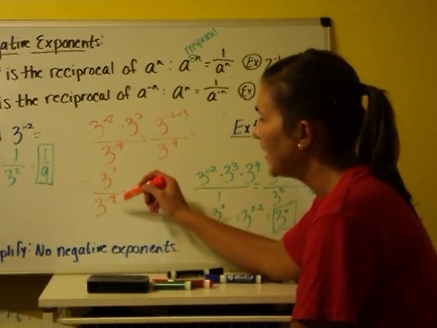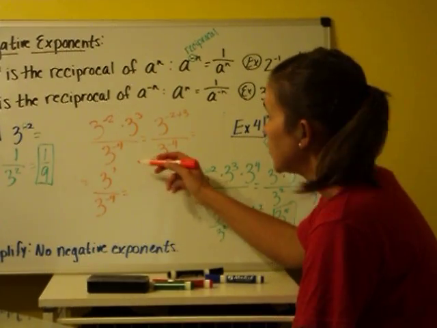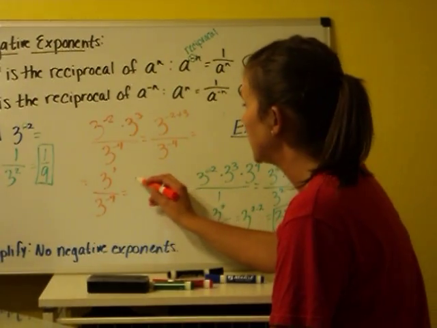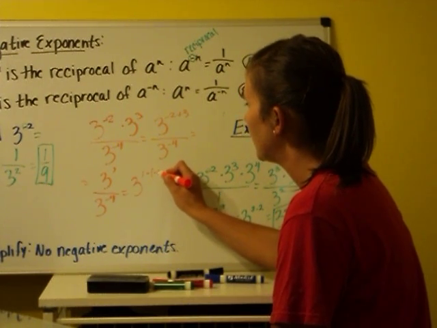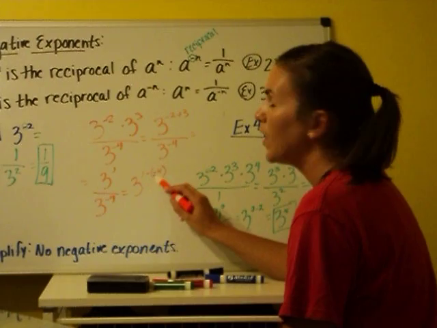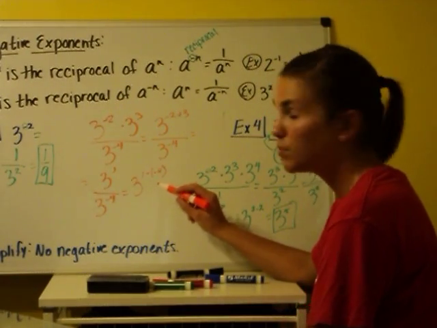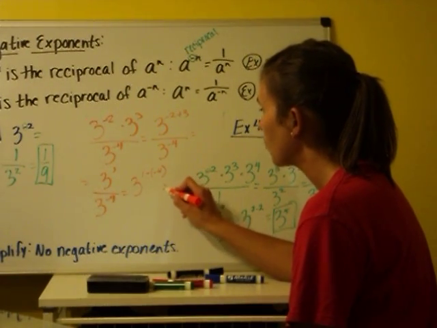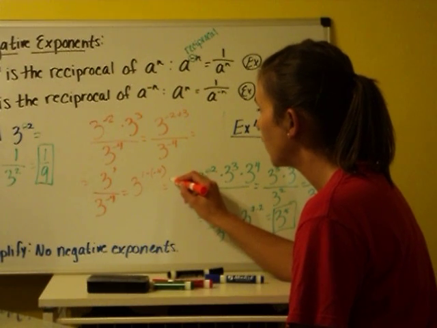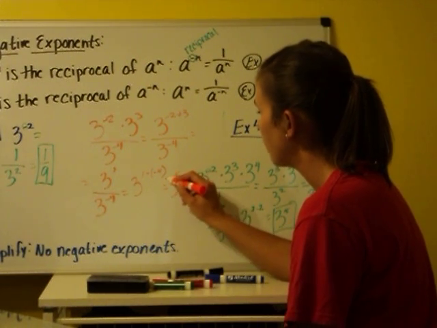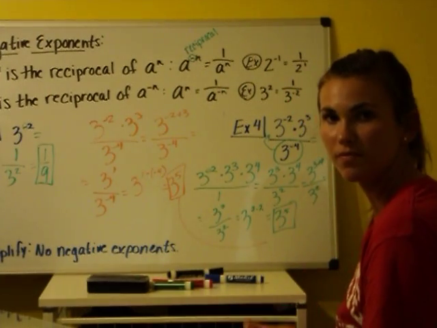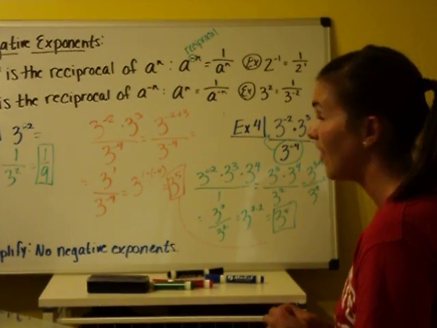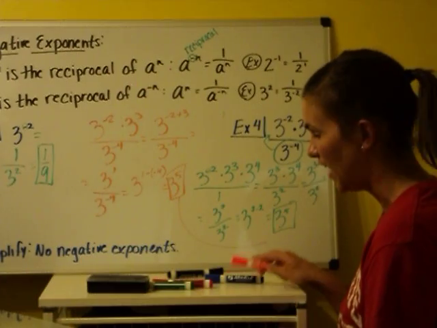Okay, now I'm dividing things with the same base, so I subtract the exponents. Keep the base, which is 3, and then I have 1 minus a negative 4. 1 minus a negative becomes plus, so 3 to the 1 plus 4 is 3 to the 5th, which would be the same answer. Okay? That is all for section 8.3.